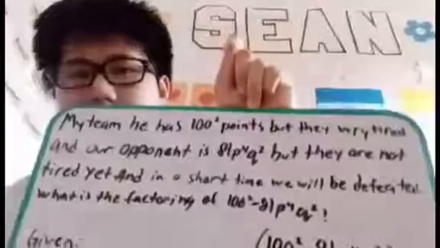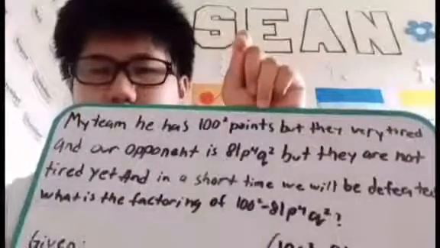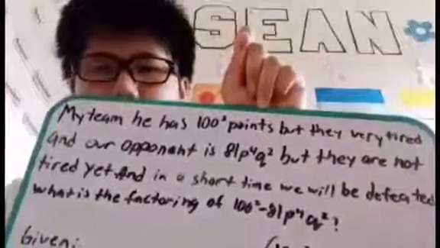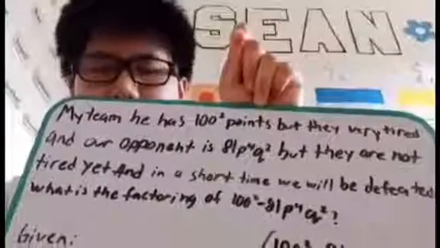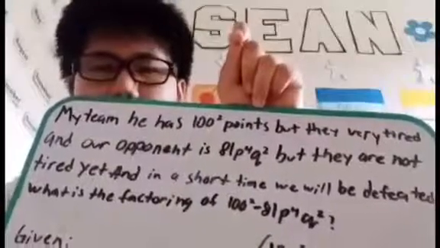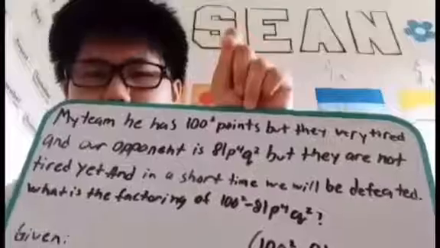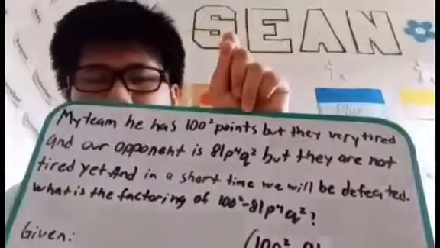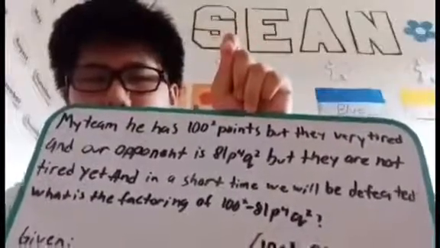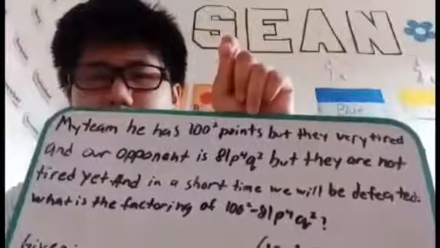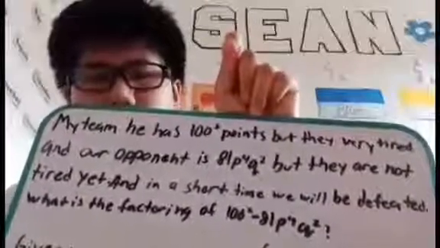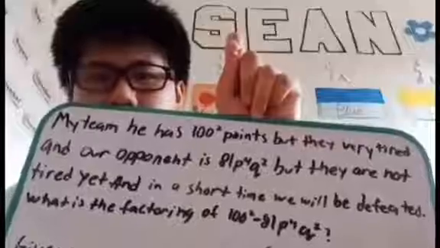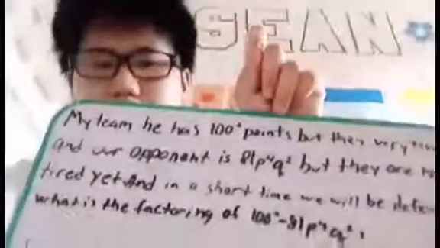So now we will study the factoring difference of two squares. I have an example here. My team has 100 scored points, but they are very tired. And our opponent has 81p^4q^2, but they are not tired yet. And in a short time, we will be defeated. What is the factoring of 100 squared minus 81p^4q^2?